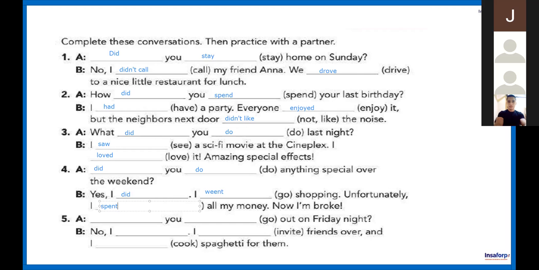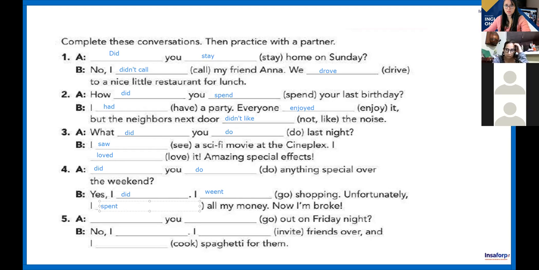Okay, and the last one. Can you help me? And let's see. Joelman, can you help me with the last one, please? Did you go out on Friday night? Yeah. Did you go out on Friday night? No, I didn't. That's right.